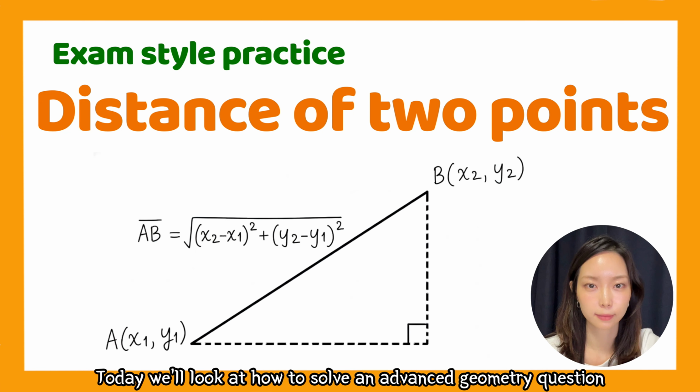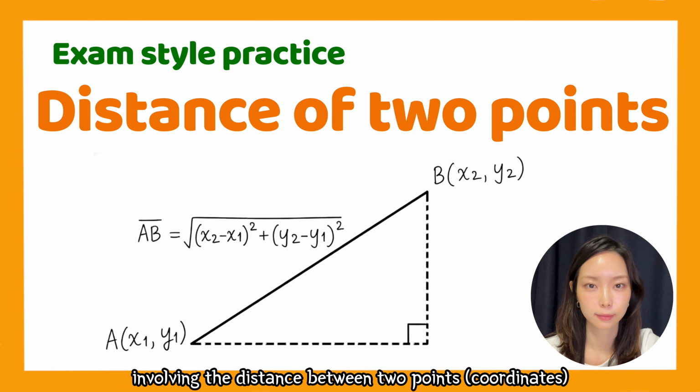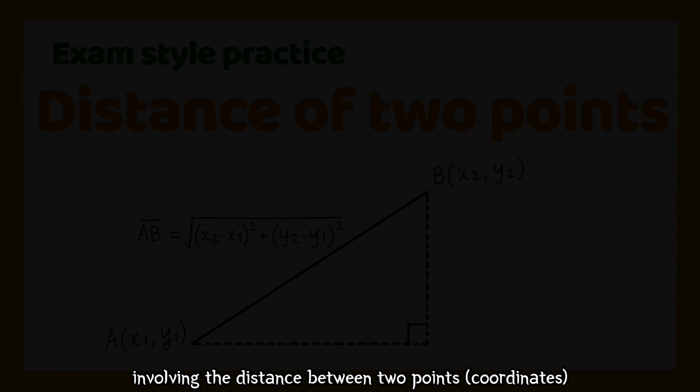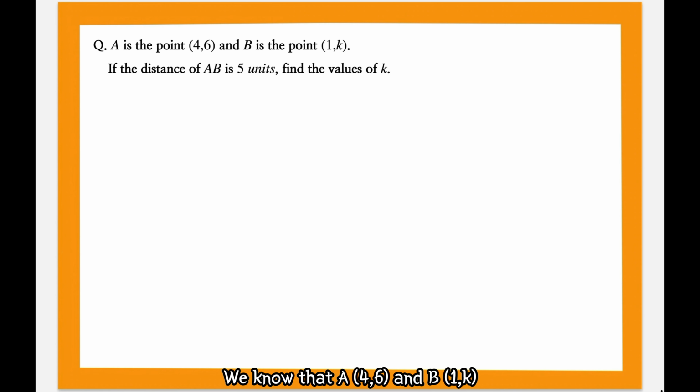Hi everyone, today we'll look at how to solve an advanced geometry question involving the distance between 2 points. So here's today's question. We know that A is (4,6) and B is (1,k), and the distance between AB is 5 units. We have to find the k value.